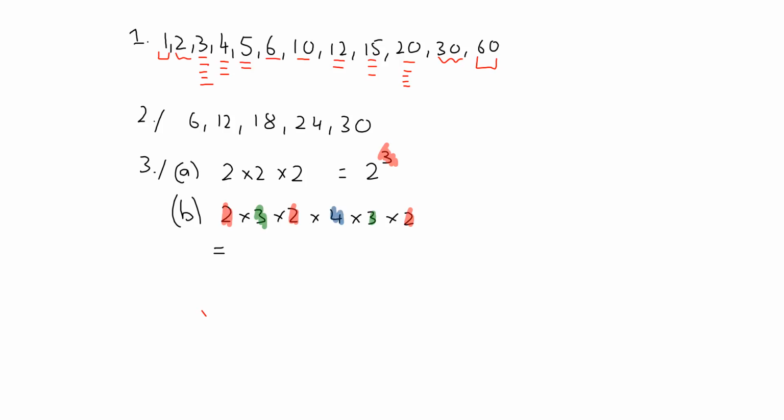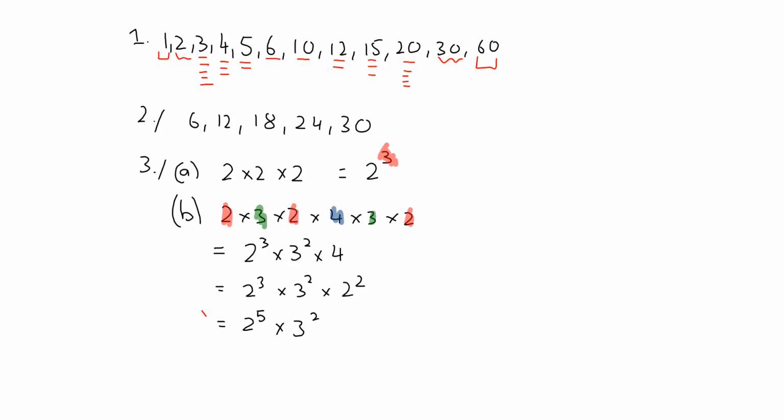So let's write it out. We've got 2 cubed times 3 squared times 4. But let's take it one step further. That's 2 cubed times 3 squared, but 4 is actually just 2 squared. Not 4 squared, but 2 squared. So 4 is 2 squared, and now we've got 2 to the 5 times 3 squared.